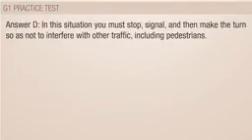Answer D. In this situation you must stop, signal, and then make the turn so as not to interfere with other traffic, including pedestrians.